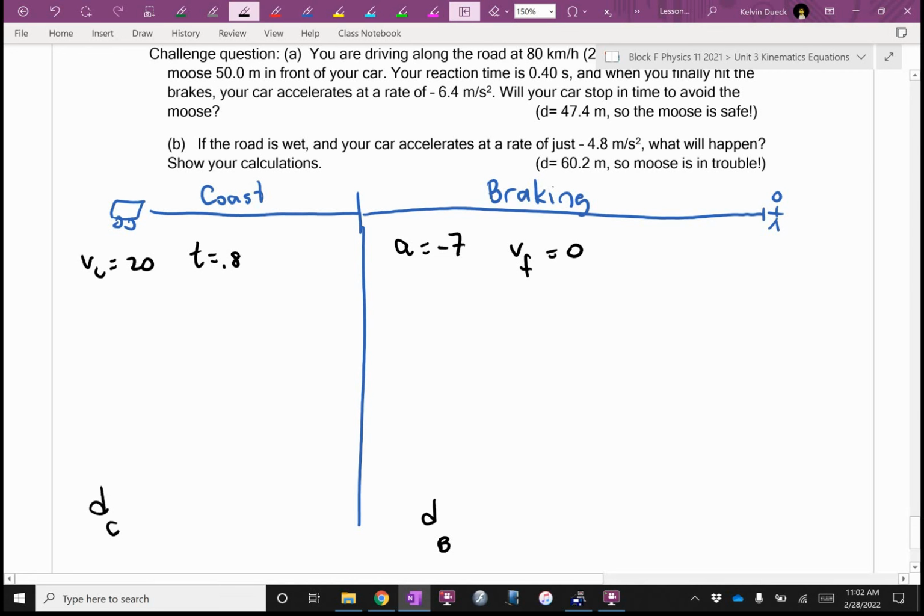Has the driver hit the brakes in this section right here? Say no. Have they stepped on the gas and sped up in this section right here? What's their acceleration right here if they haven't hit the brakes or sped up? A is 0.